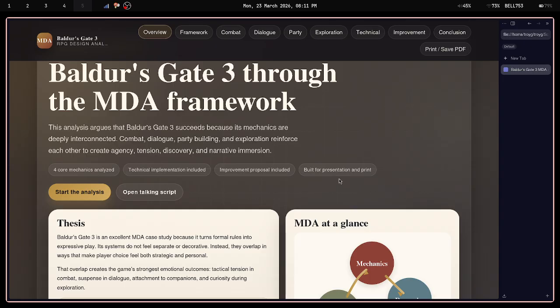Instead of separating combat, story exploration, and character building into isolated features, Baldur's Gate 3 makes them overlap. Because of that, players' choices feel meaningful in several ways at once. My main argument is that Baldur's Gate 3 succeeds because its mechanics are highly interconnected. Those mechanics create dynamics of experimentation, role-playing, and tactical planning, and those dynamics lead to strong player experiences like agency, tension, discovery, immersion, and accomplishment.